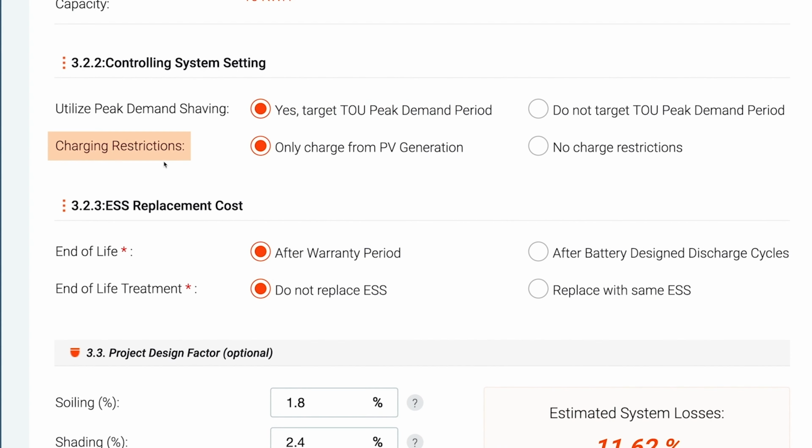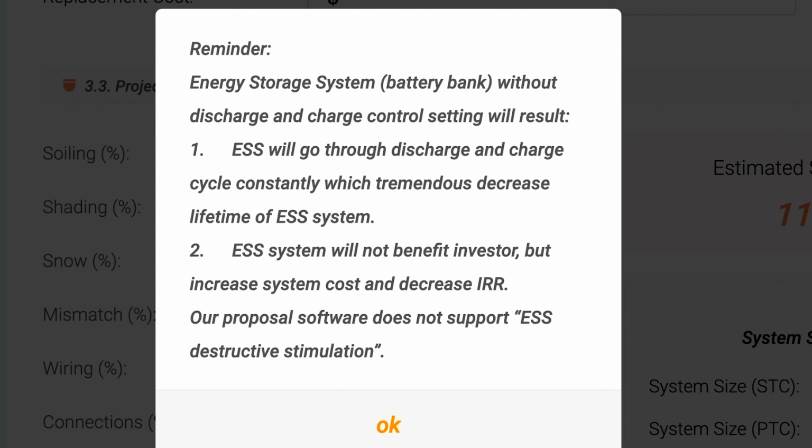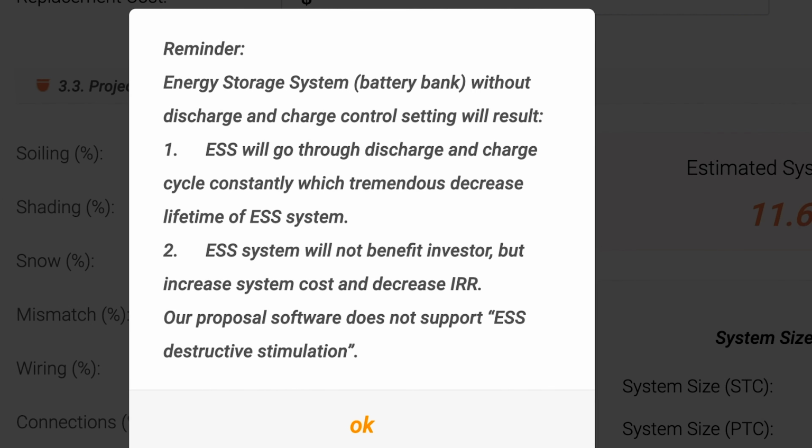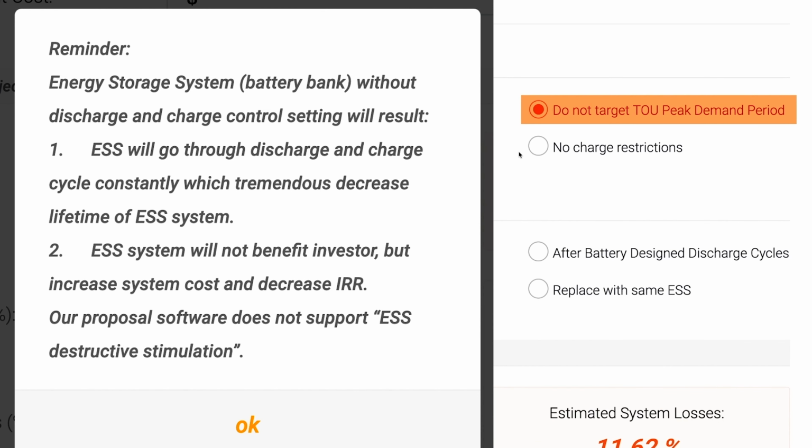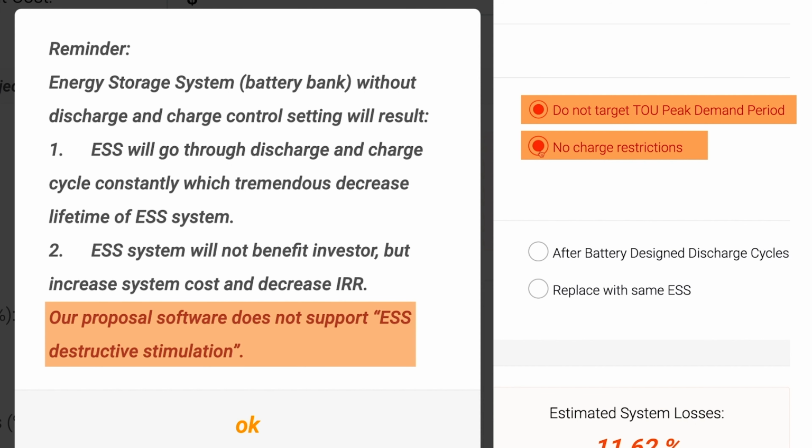Then select charging restrictions. You can choose to charge the battery from only solar panels, or from both solar panels and the grid, or from just the grid. Please notice the system simulation does not support it if you choose Do Not Target TOU Peak Demand Period and No Charge Restrictions at the same time.